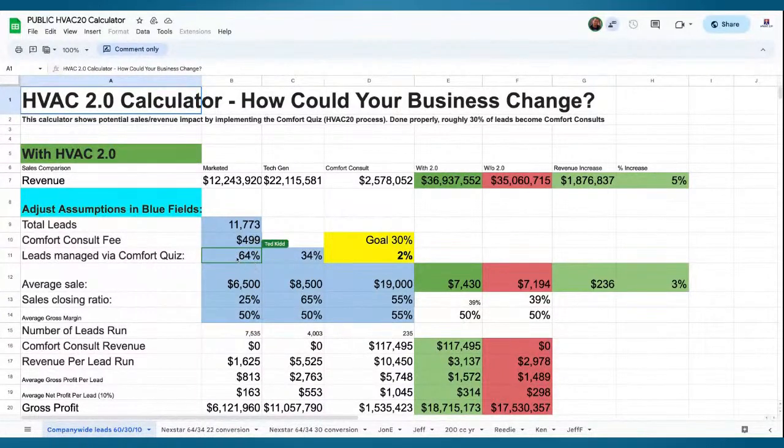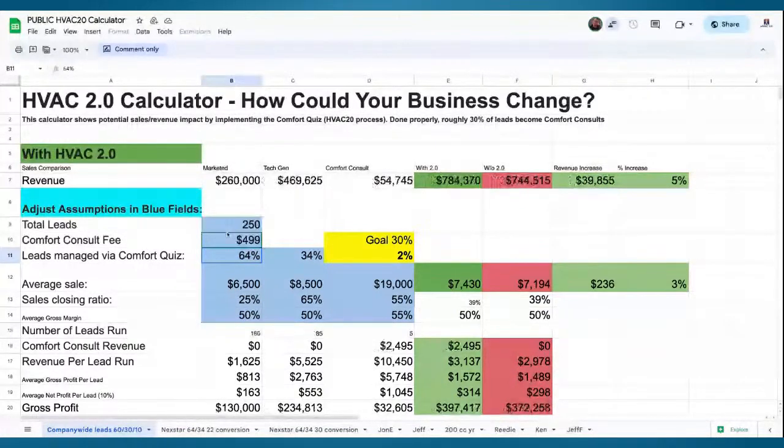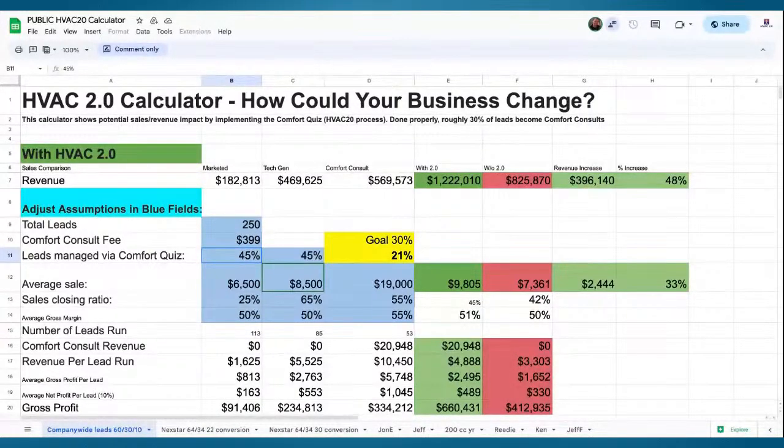What were the total leads? This is the company Jeff used to work for, their totals we were using. Yeah, I'll make it 250. We're just running a small company, nice, easy numbers. And $399 for the consult. And then what we were running, 45 and 45. And then what were the average jobs? 10, 13, and 20.